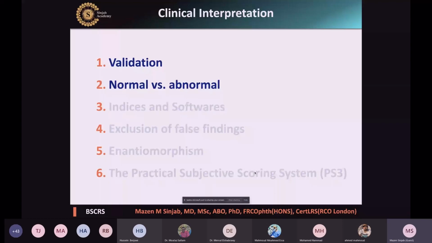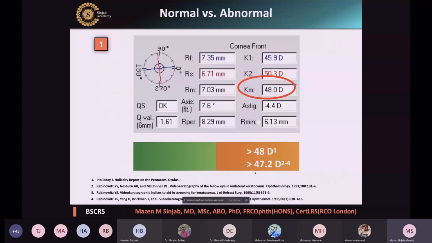Regarding normal versus abnormal, I'm going to show you now the evidence-based values, which depend on references. For the KM, or the mean K, or the average K on the anterior corneal surface, the K reading should be less than 48. If it is more than 48 in the Pentacam, according to Holladay, or 47.2 in Placido-based devices, according to Rabinovich, then it is considered as abnormal.